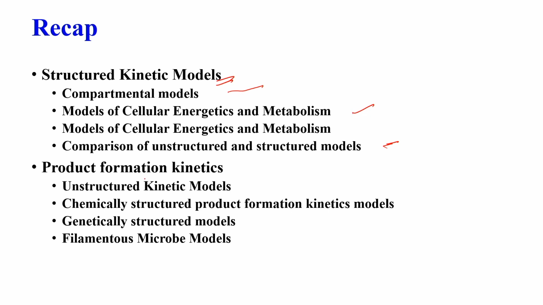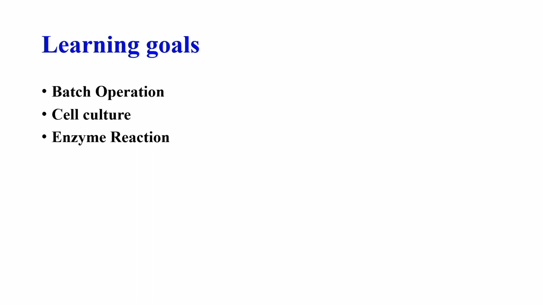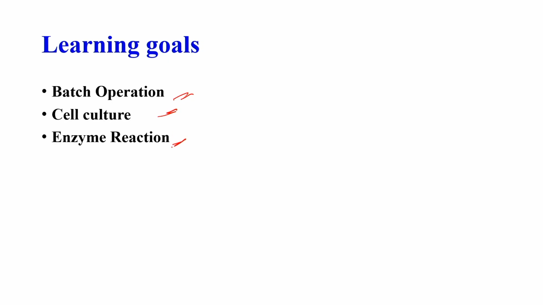Followed by that we discussed similar things for the product formation. In the product formation we discussed chemically structured product formation kinetic models. Then further we discussed genetically structured models, and for the molds and fungi we discussed filamentous microbe models. And in today's lecture we are going to discuss the first operation, that is the batch operation. Now in the batch operation we can have cell culture or we can have enzyme reactions. We will be discussing both one after the other.